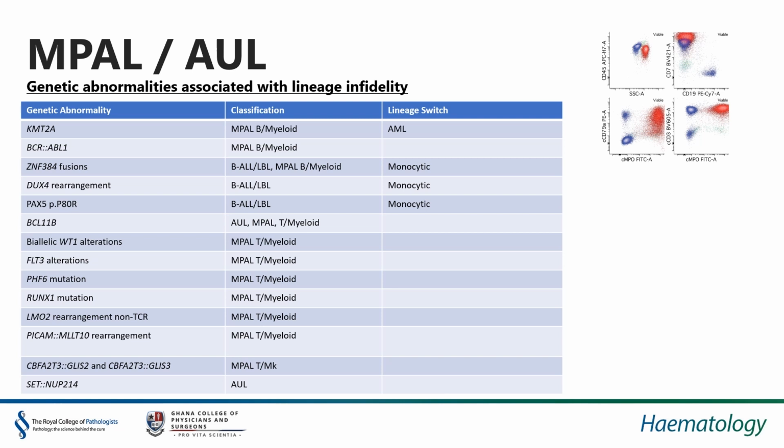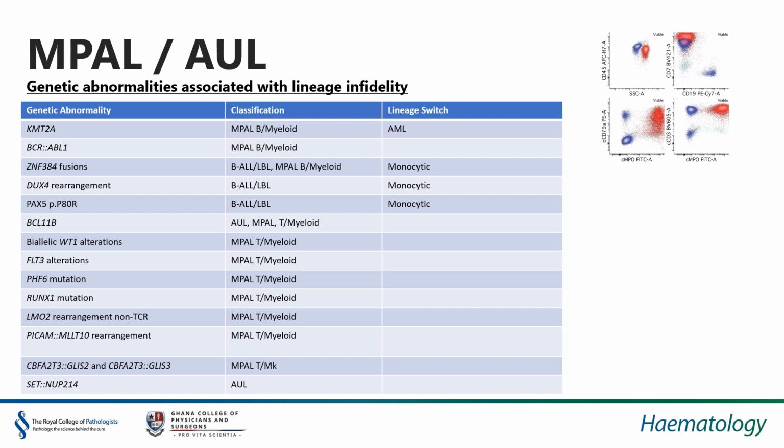In its most extreme form, this is seen with single lineage acute leukemias such as ALL or AML, where you might even see a switch from one lineage to another. And this phenomenon has been particularly associated with the presence of KMT2A rearrangements, ZNF384 fusions, DUX4 rearrangements, and the PAX5.